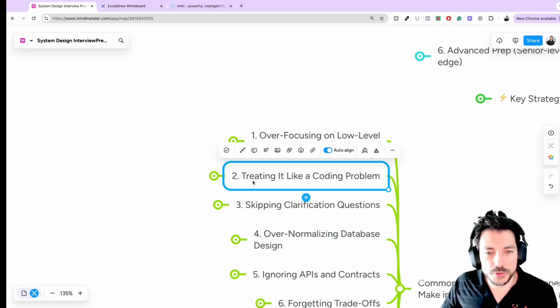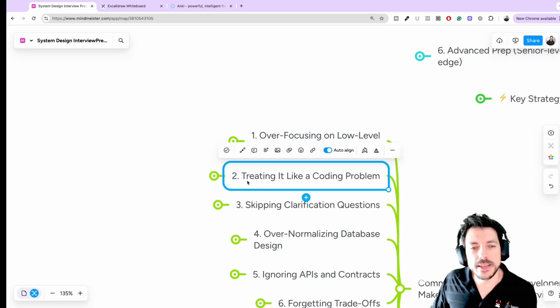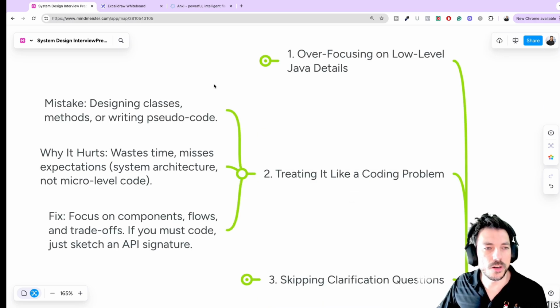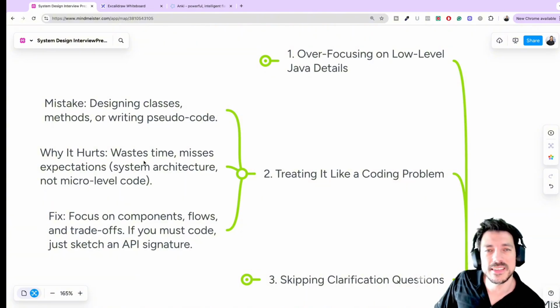during a system design interview. The other mistake is treating the system design interview like a coding problem: designing classes, methods, or writing pseudocode. That's a big mistake, and it could be a huge red flag. You could be rejected right away with only this mistake. And this hurts because you have 45 to 60 minutes to design the system.